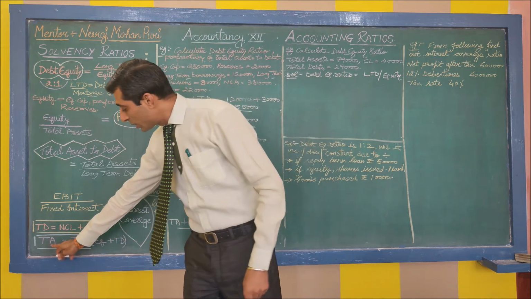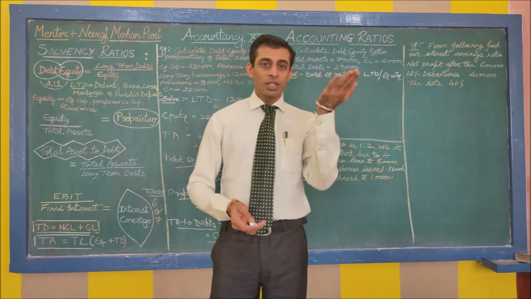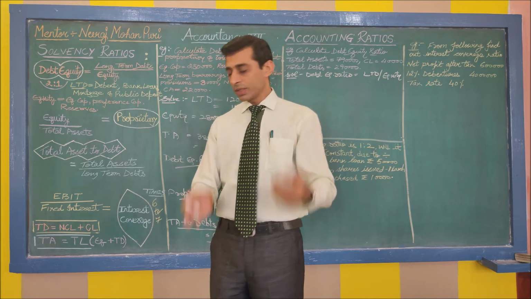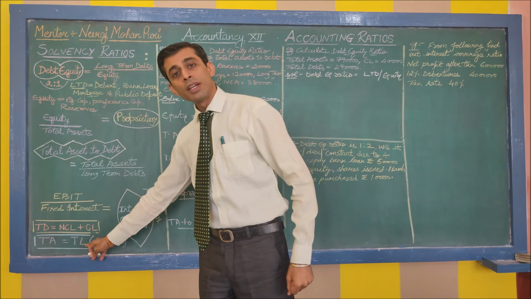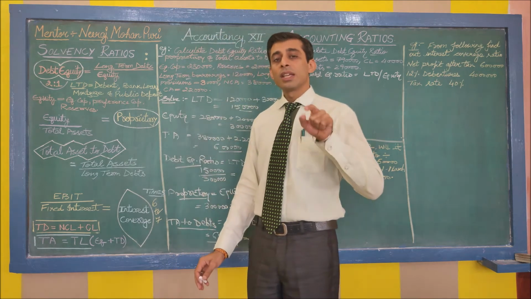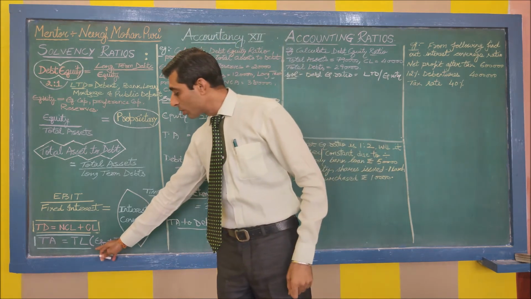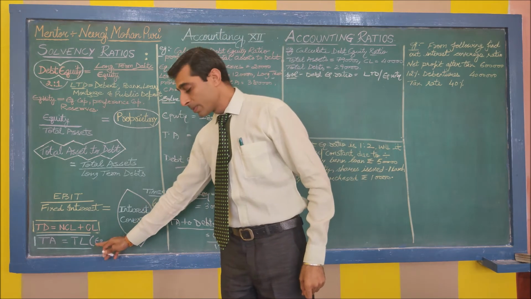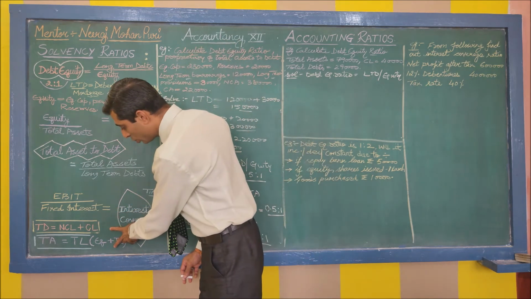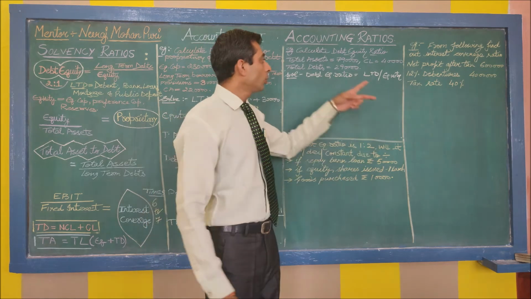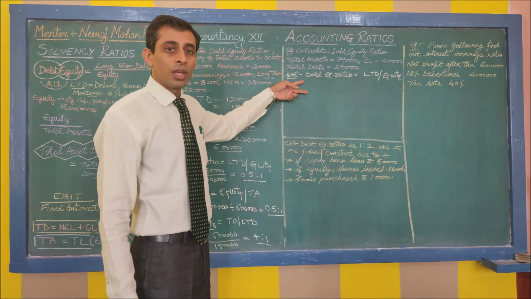Further, we know that in the balance sheet, assets are equal to liabilities. So total assets are always equal to total liabilities. Just now I said the total liabilities is the sum total of equity plus total debts. So we will use these two equations to find the values here.